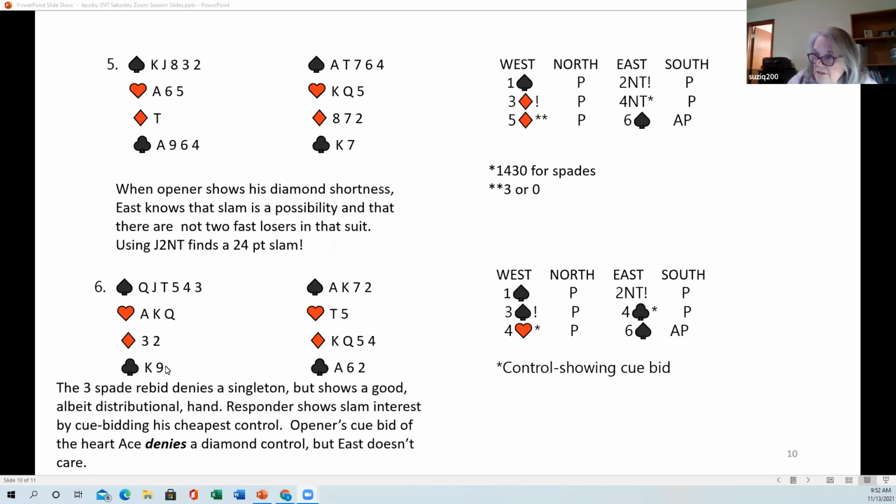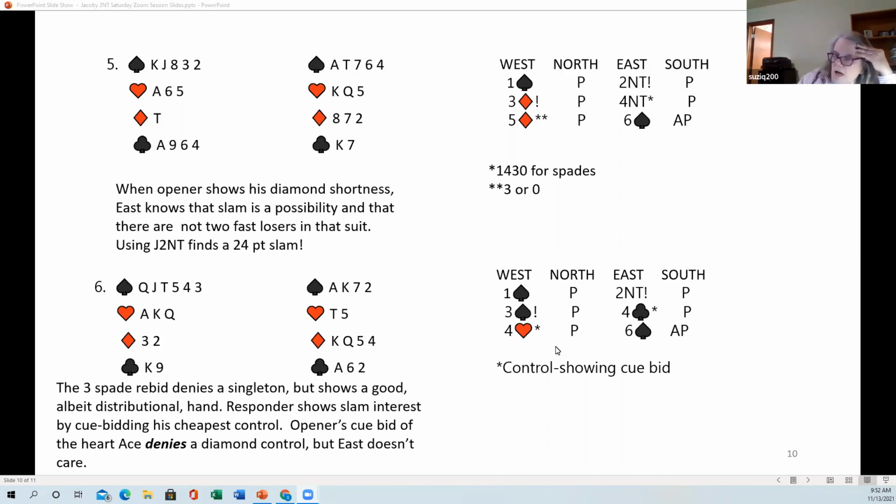And I have the club king is my cheapest one. Or no, over 5 diamonds, I have the heart king. That's my cheapest one. So he would bid 5 hearts showing the queen of spades and the king of hearts. So you still can't find out about the club king here. And then you can bid 6 spades if you want to.